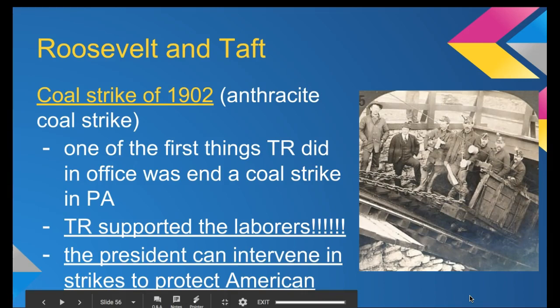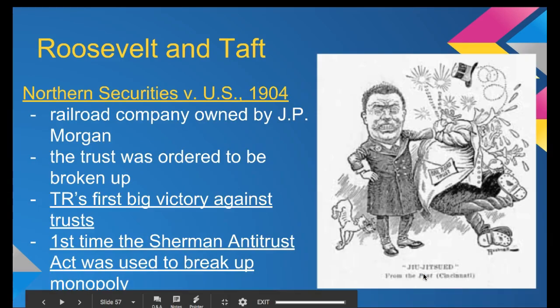Teddy Roosevelt, whenever he became president, supported the laborers. He supported the workers. All right, this was huge because it set a precedent that the president can intervene in strikes to protect the American people. Sorry, I don't know why this little bar won't go away, but that word there is people. So for the first time, we see the government supporting the laborers instead of the big business.